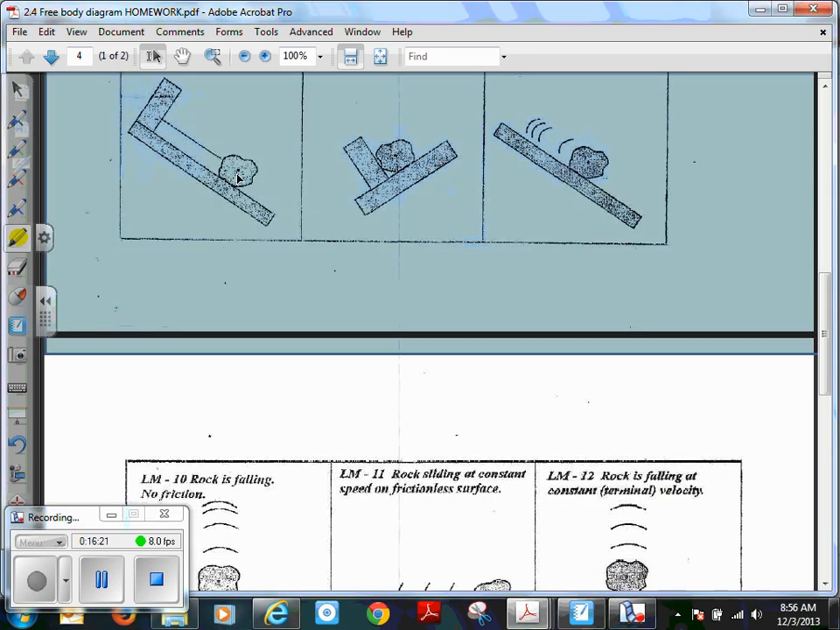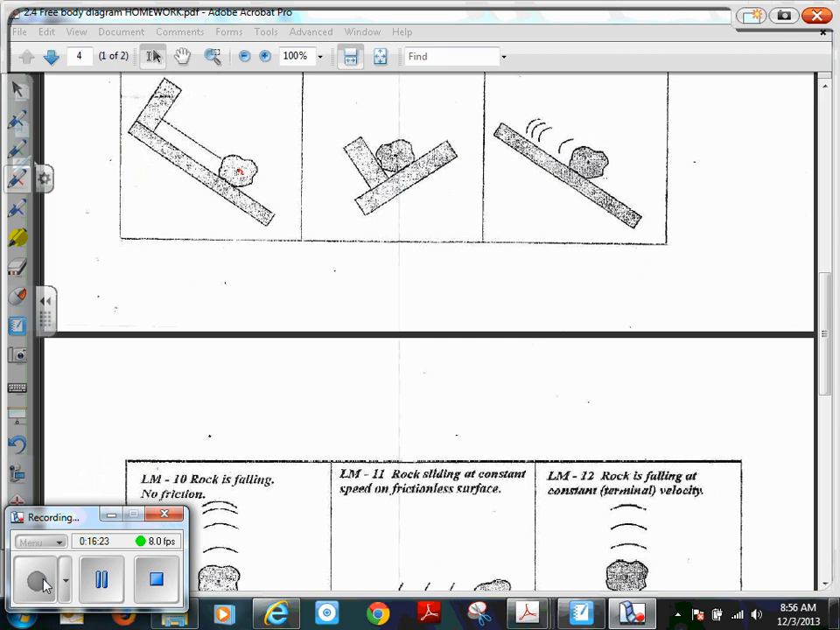Okay, so here's one that's a little more interesting. This right here would be the force of gravity, the rock. Okay, and if we look at this piece right here, that would be equal in magnitude but opposite direction of the force normal. Okay, and then just like before, we had the part of gravity that was down the ramp. That would be equal to but opposite in direction of the force of tension. Any questions about that?